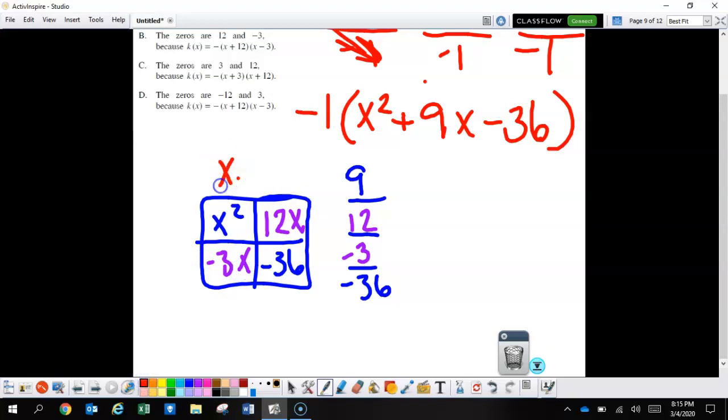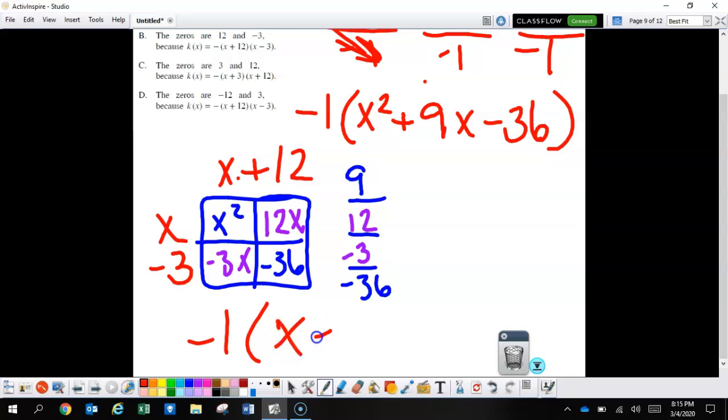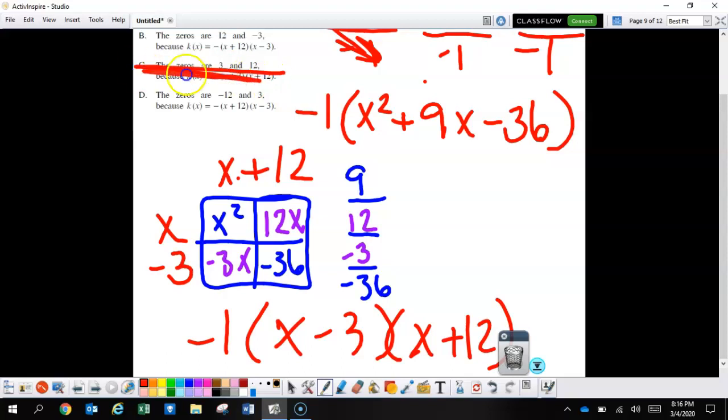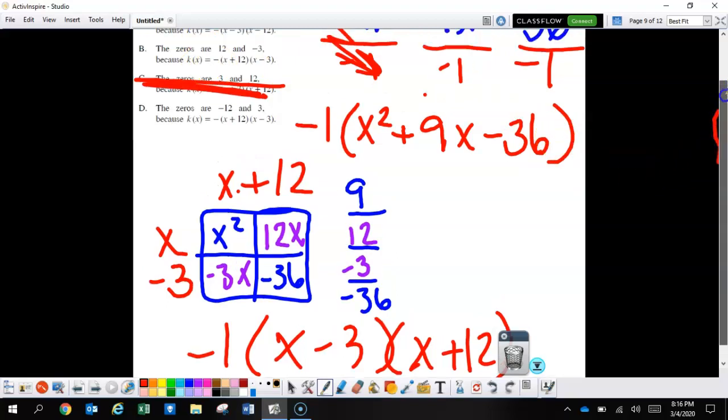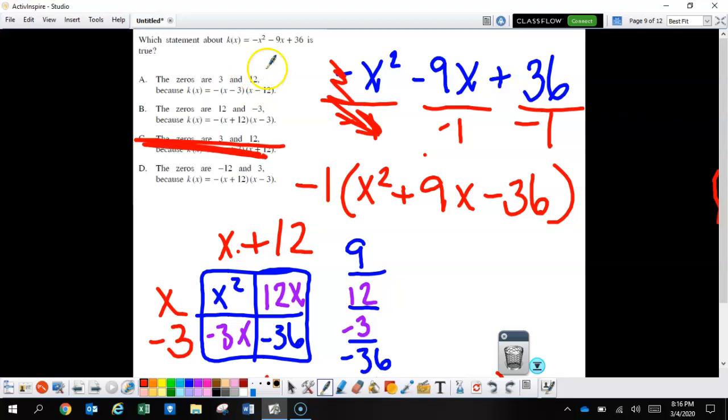So x squared is x times x. What times x gives me 12x? That would be positive 12. What times x gives me negative 3x? Negative 3. So this is going to factor out to be -1 times x minus 3 times x plus 12. So x minus 3 times x plus 12, that's correct. X plus 3, x plus 12, that's incorrect. X plus 12, x minus 3 with a negative in the front, that is correct. And then x minus 3, x minus 12, that's incorrect.